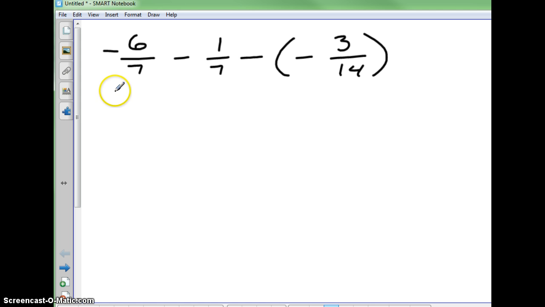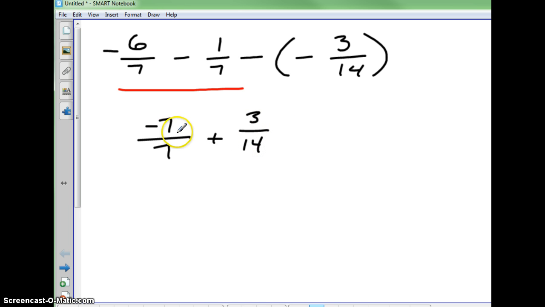So I've got 2 subtractions to compute, 3 fractions. So I'm going to start with the first 2 since they already have common denominators. So we'll go ahead and subtract those. Negative 6/7 minus 1/7. They're both negative, so negative 6 minus 1 is negative 7/7. They already have the same common denominator, so I could just subtract the numerators. Then the 2 negatives right here will make that plus 3/14.